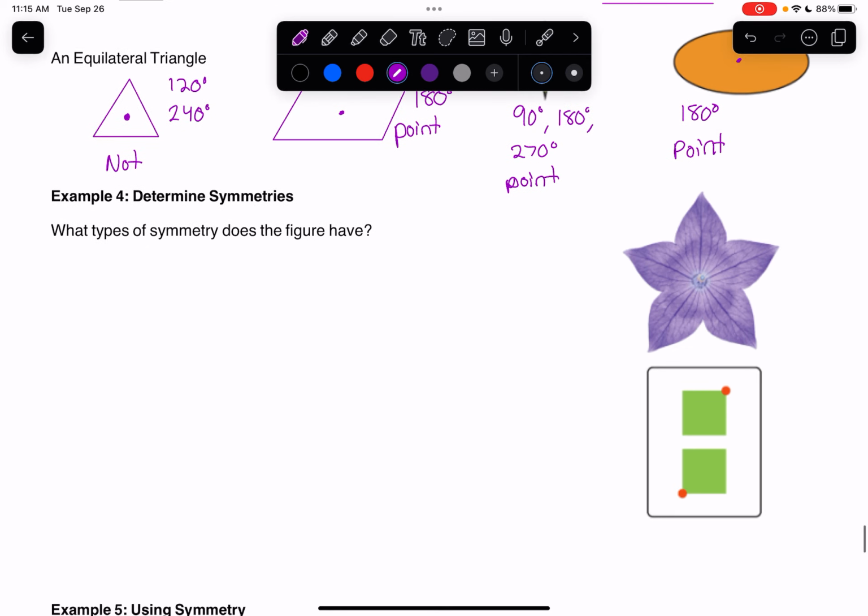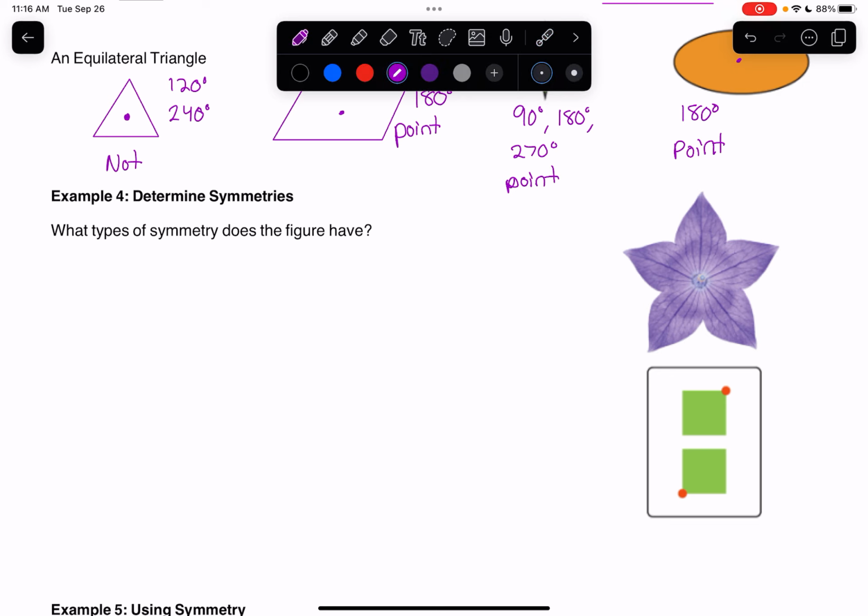Down here, just some other examples. What types of symmetry does the figure have? Well, this flower is a photo. One thing that I want you to understand is sometimes these photos are a little bit off. So like the veins in this flower might not be exactly symmetrical in the way that you think that they should be. We're using the overall shape as our idea.